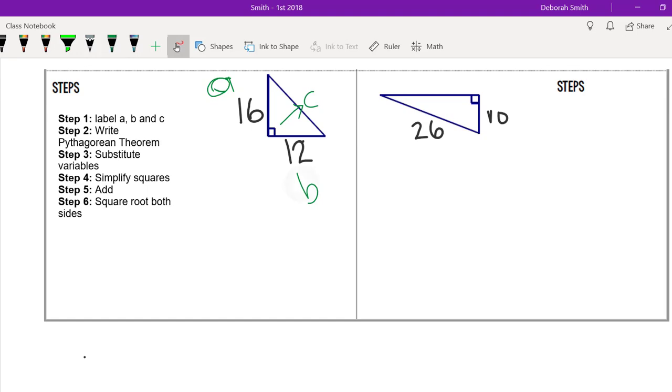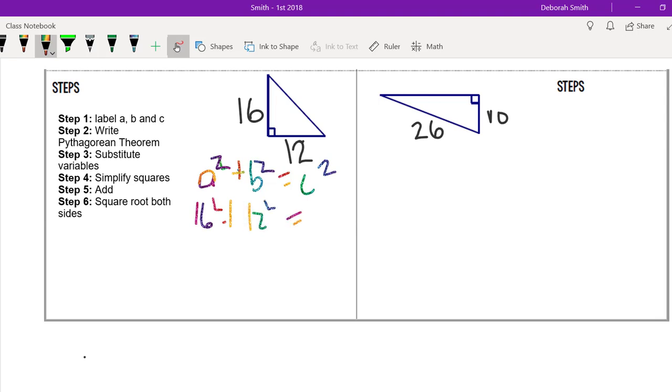After that, we're going to start with our Pythagorean theorem. So that is A squared plus B squared equals C squared. And put the right things in the right places. So 16 squared plus 12 squared equals C squared. So we substituted in the values. That was step 3. Now we're going to simplify the squares.